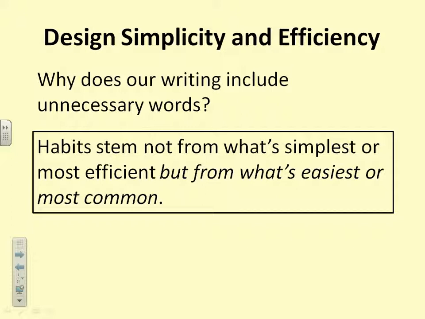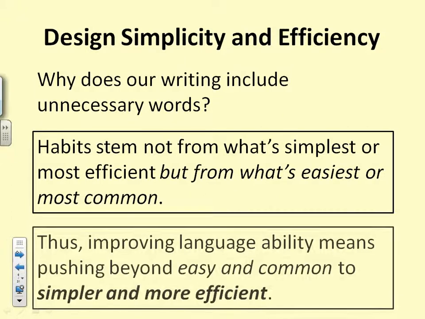So in writing, we'll just pick the words that are closest to what we're trying to say, or at least what we think is closest to what we're trying to say, but really it's just the first word that comes to mind, or the first set of words that come to mind, we pick those. A lot of times that's not the simplest or most efficient way to say something. So we've developed this habit of writing in a particular fashion like that. And we have to work to get away from that. So what we want to do is improve language ability by pushing beyond what's easy and common to what is simpler and what is more efficient.